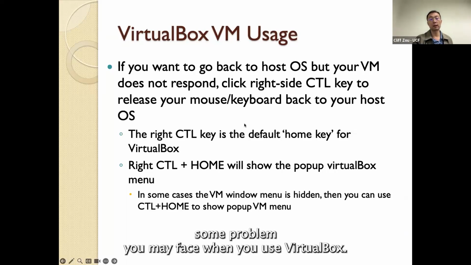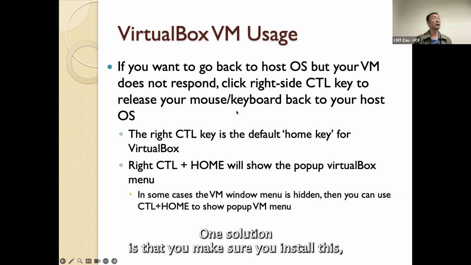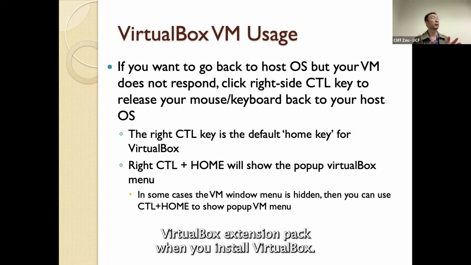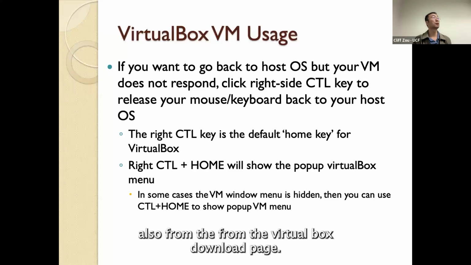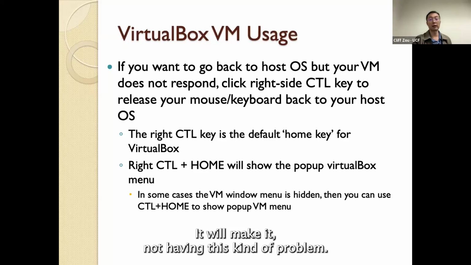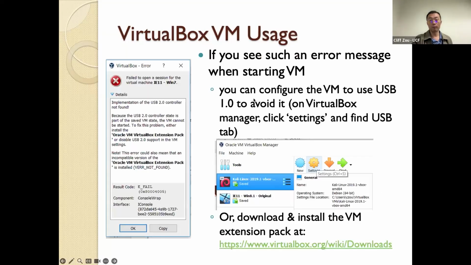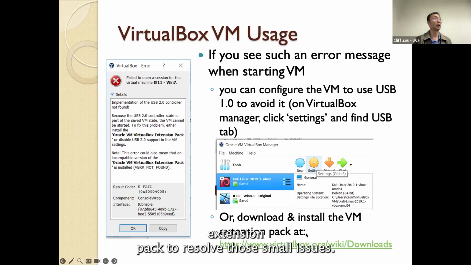Here are some problems you may face when you use VirtualBox. If you lose your mouse, one solution is to make sure you install the VirtualBox extension pack. When you install VirtualBox, after that you should immediately install the VirtualBox extension pack, also from the VirtualBox download page. That is like a patch. It will prevent this kind of problem. So the error message here means that you need to install the VirtualBox extension pack to resolve those small issues.